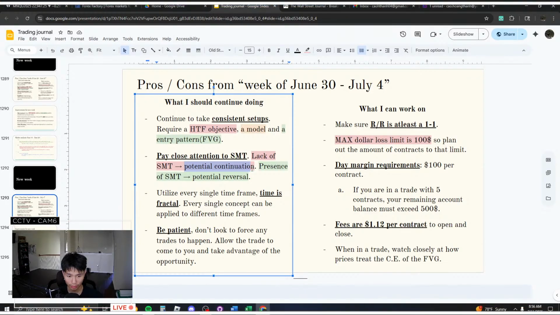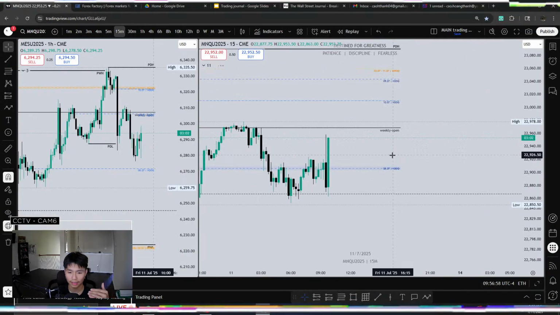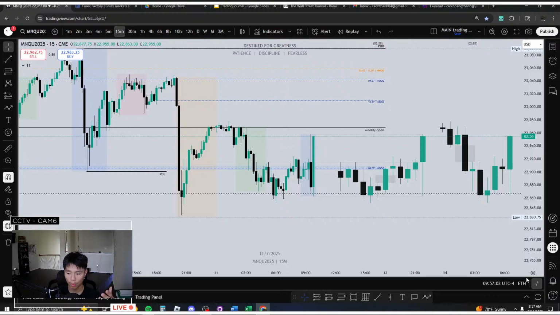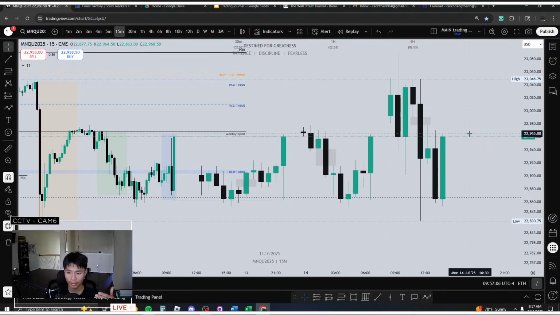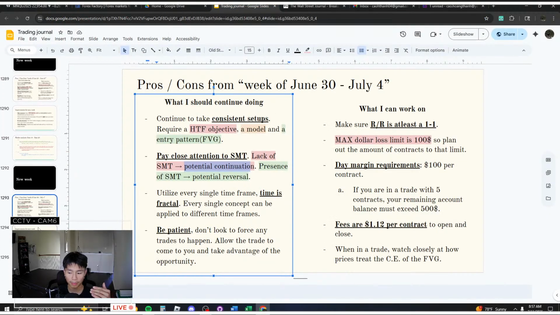Understand that time is fractal. Utilize every single time frame, because I can apply these concepts to the 15-minute, where I can apply the open high low concept. Same thing here on the 4 hour time frame. Same thing here on the 8 hour time frame. Those things occur so often, so you want to keep that in mind and be very nimble, right?